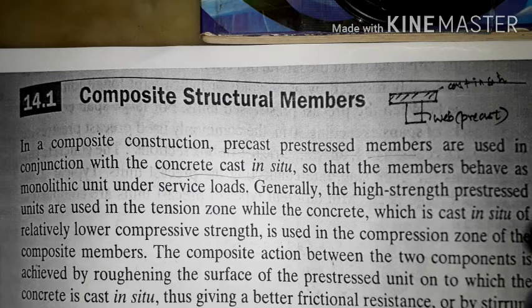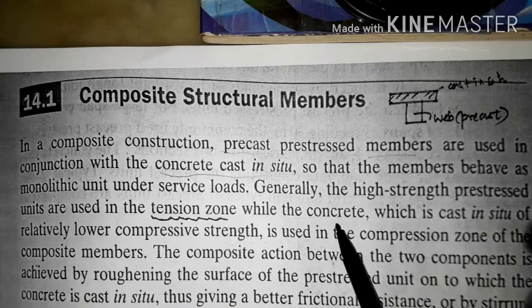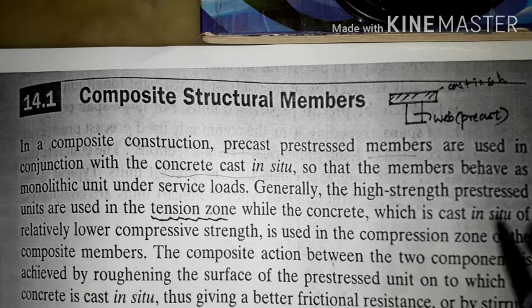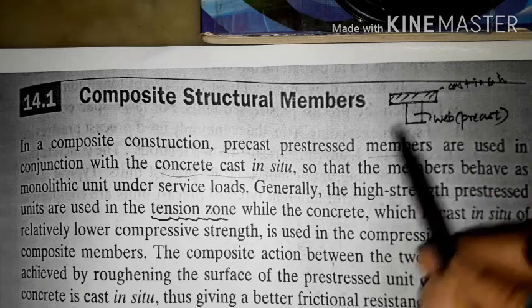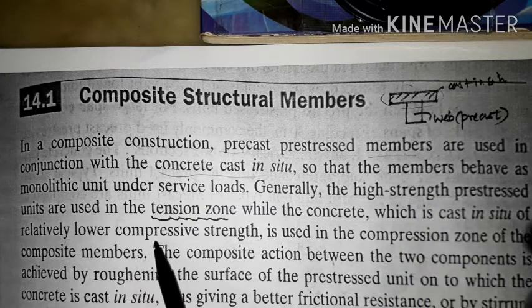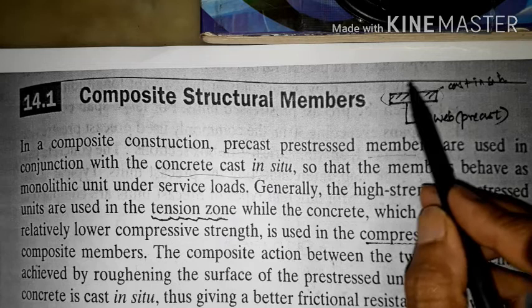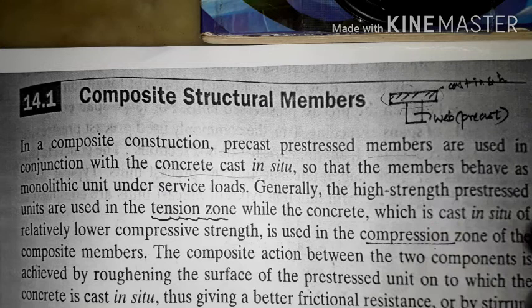So this is very important here. Generally the precast pre-stressed members are used in the tension zone, while the concrete which is cast on site, that is the flange part, is used in the compression zone. So the web part or the girder will be a high strength pre-stressed unit, and the concrete cast on site, that is the flange part, having relatively lower compressive strength, is used in the compression zone. So the flange part acts as a compression zone, and the web part or the girder or beam will act as the tensile part of the member.